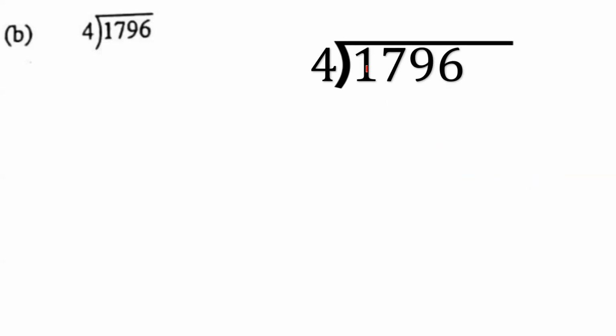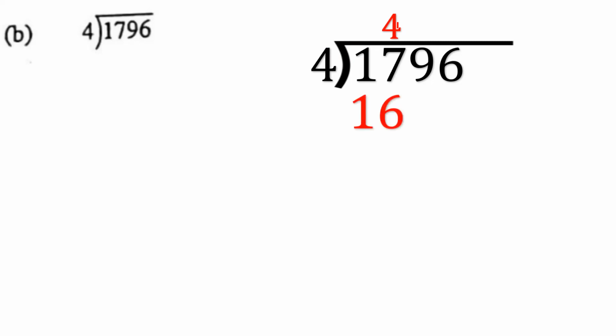Now let's go on to question 2B. Here we have a division problem. We have 1,796 divided by 4. Here 4 is the divisor and 1,796 is the dividend. The first thing we ask ourselves is how many times can 4 go into 17? 4 goes into 17 4 times. And so we have 4 times 4. Well, 4 times 4 is definitely 16.